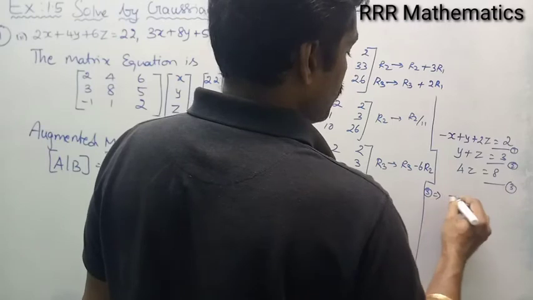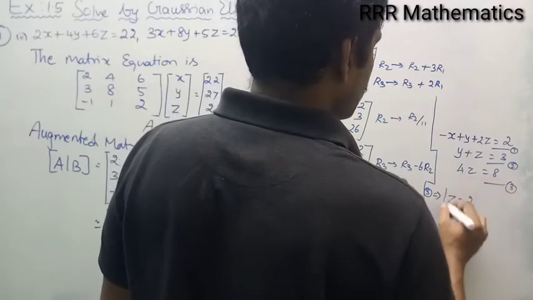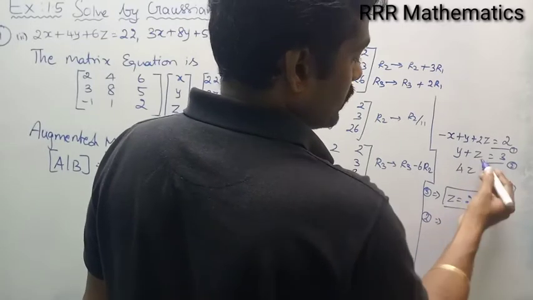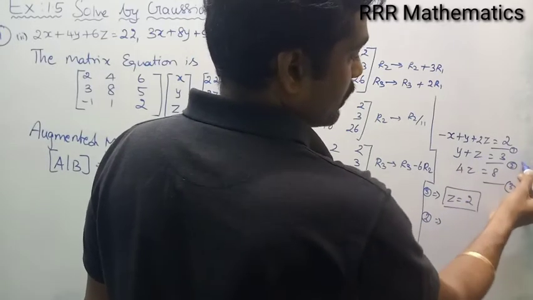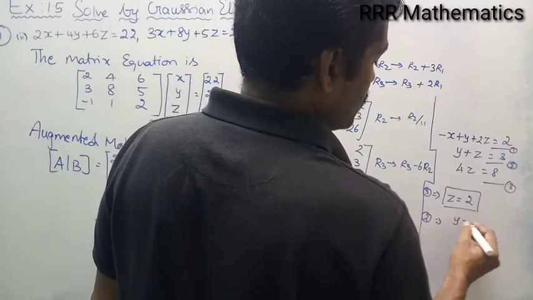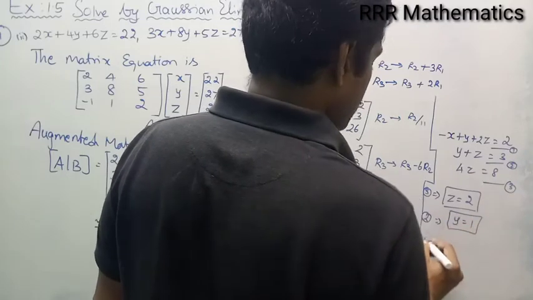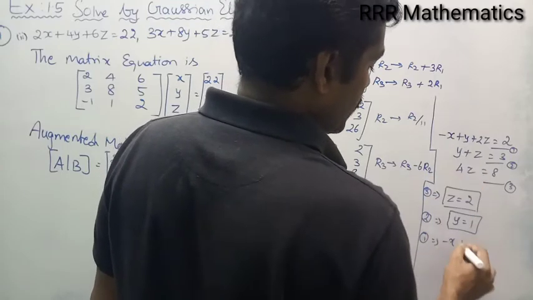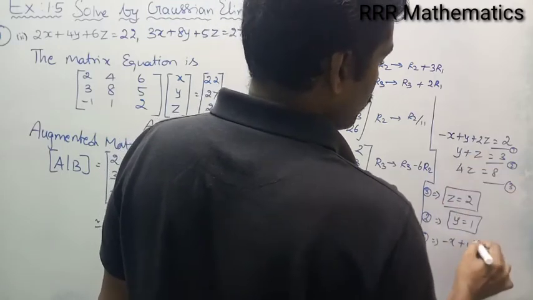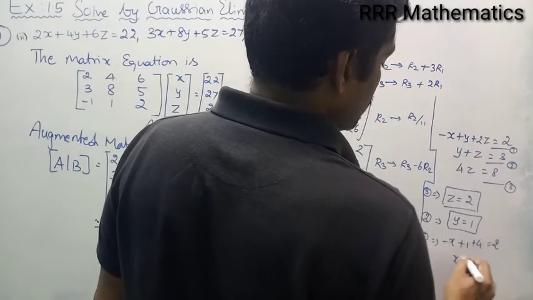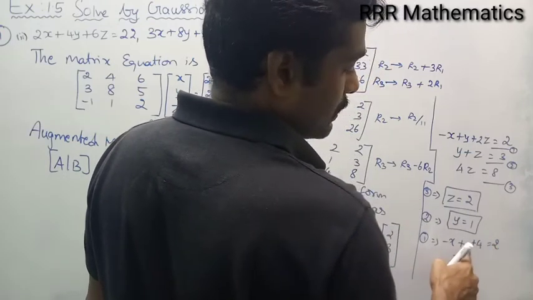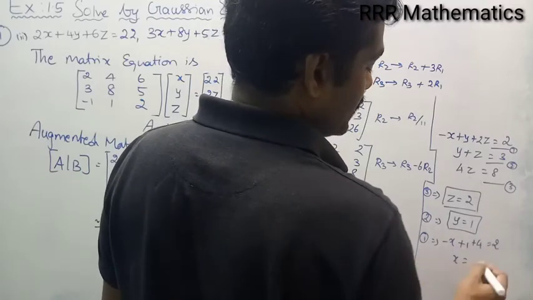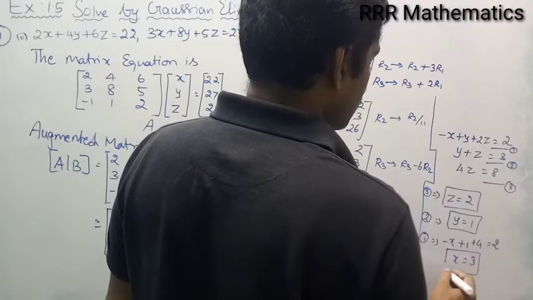3 implies, what is z? When you divide by 4 it gives 2. 2 implies y. When this 2 comes here, z is 2, 2 comes here, minus 2. 3 minus 2, 1. So y will be 1. First equation, minus x. What is y? 1. Z is 2. 2 2s are 4, which is equal to 2. So what is x? 4 plus 1, 5. 5 comes here, minus 5. 2 minus 5, minus 3. Minus minus cancel. X equal to plus 3.